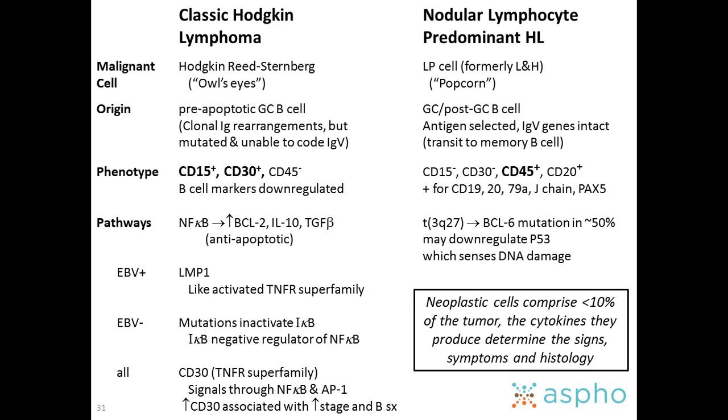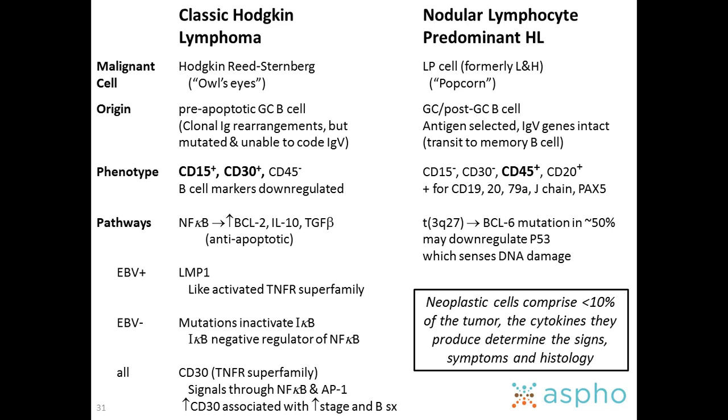For nodular lymphocyte predominance, it's a germinal or post-germinal center B cell. These are antigen selected. The variable regions are intact, and they were trying to transition into a memory B cell. I've mentioned the phenotype. For classic Hodgkin, the B cell markers are downregulated, but nodular lymphocyte predominant does show B cell markers. And the pathways are important mostly for classic Hodgkin lymphoma because those are the best defined.